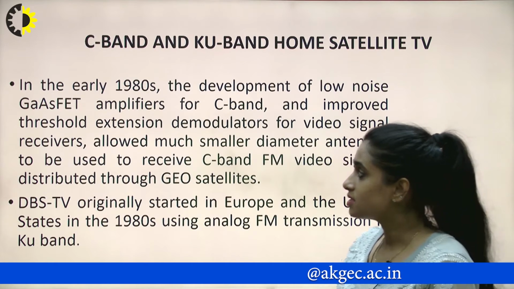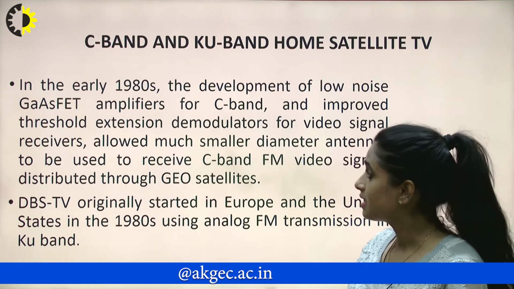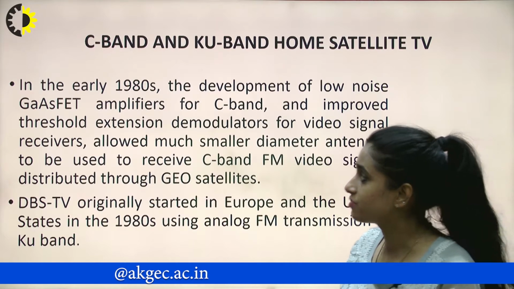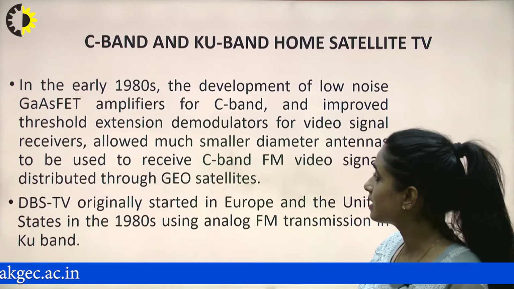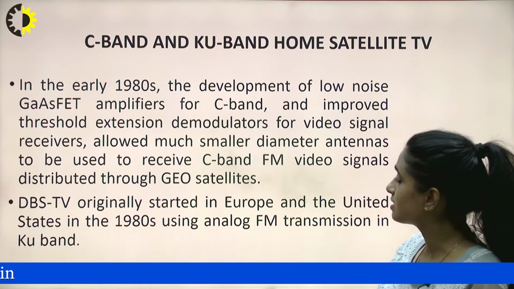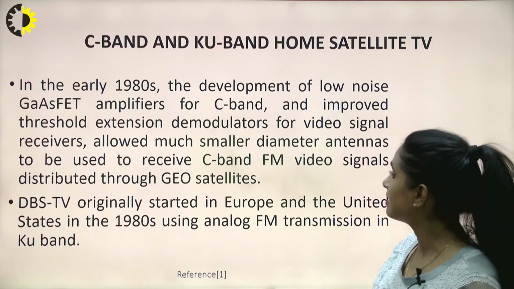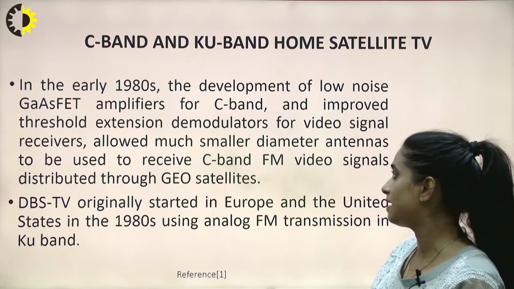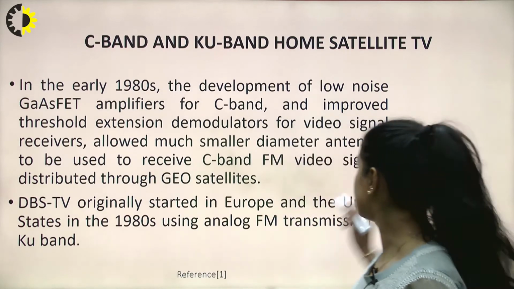In the early 1980s, the development of low noise gallium arsenide field effect transistor amplifiers for C-band, and improved threshold extension demodulators for video signal receivers, allowed much smaller diameter antennas to be used to receive C-band FM video signals. Those are distributed through geo satellites.